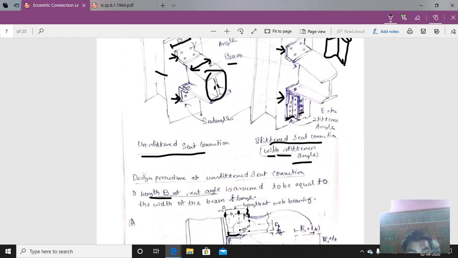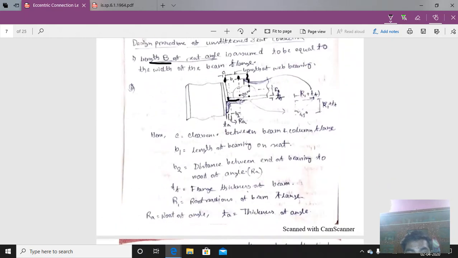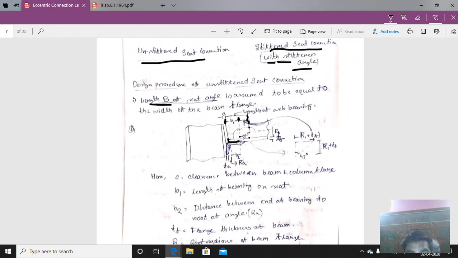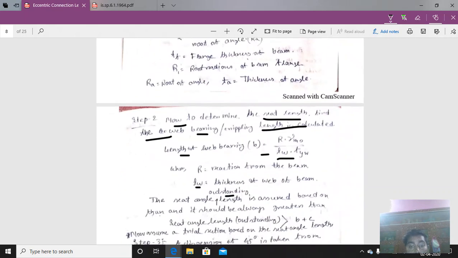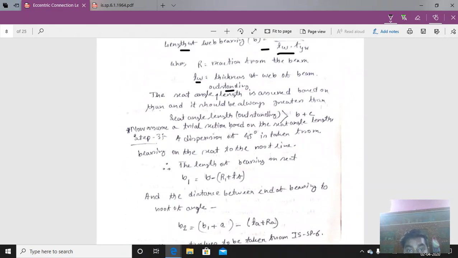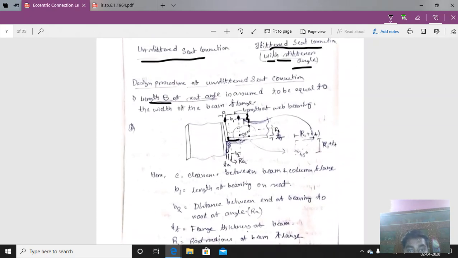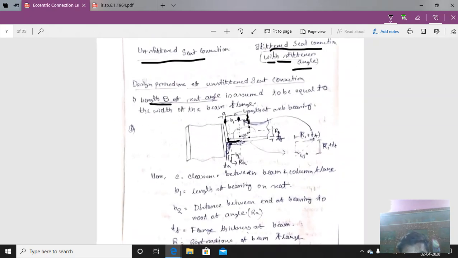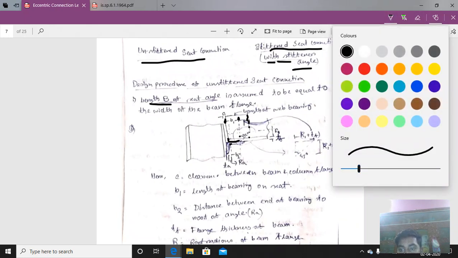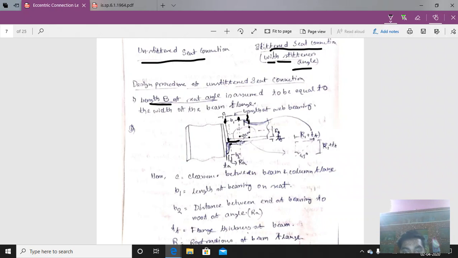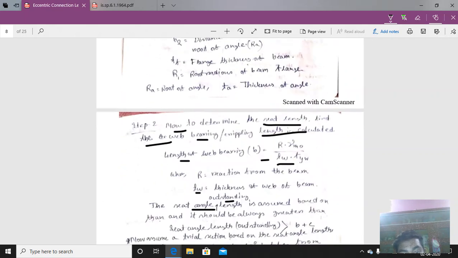Now as the bearing or crippling length is calculated, that is the value of the web bearing length B. It is the seat angle outstanding length. This is the outstanding seat angle value. This portion of the angle is the outstanding length. It is called the outstanding length.